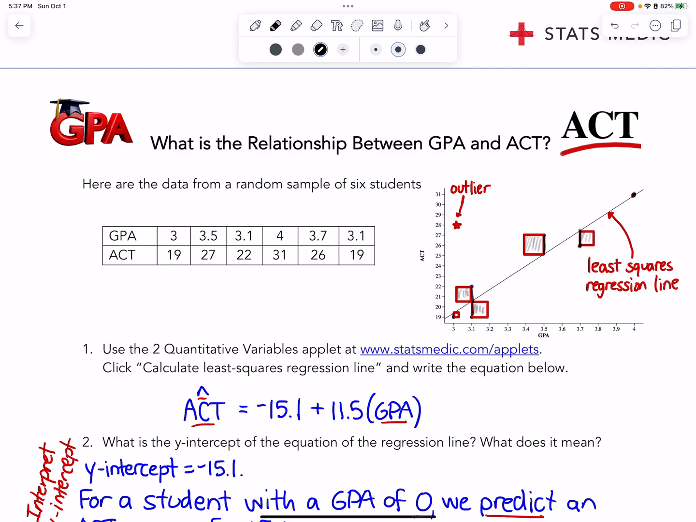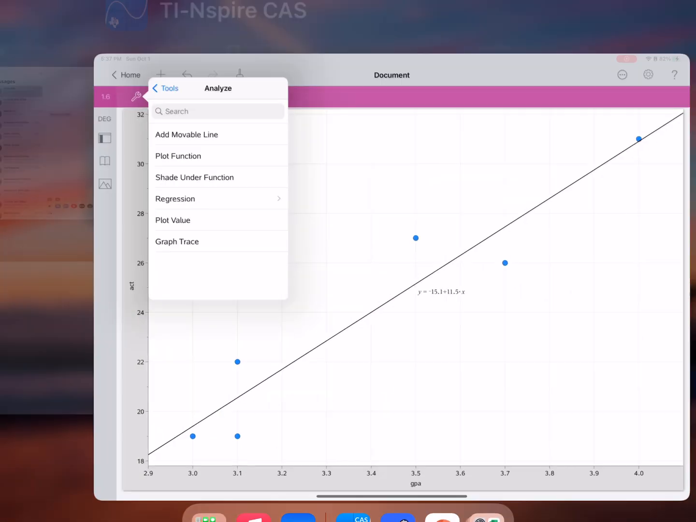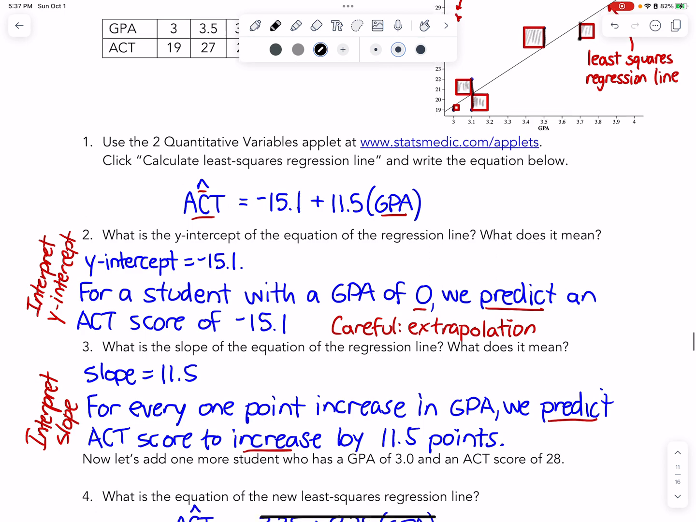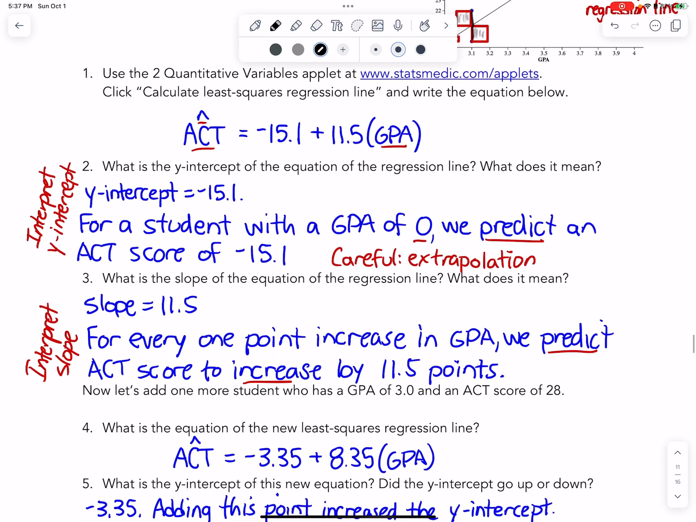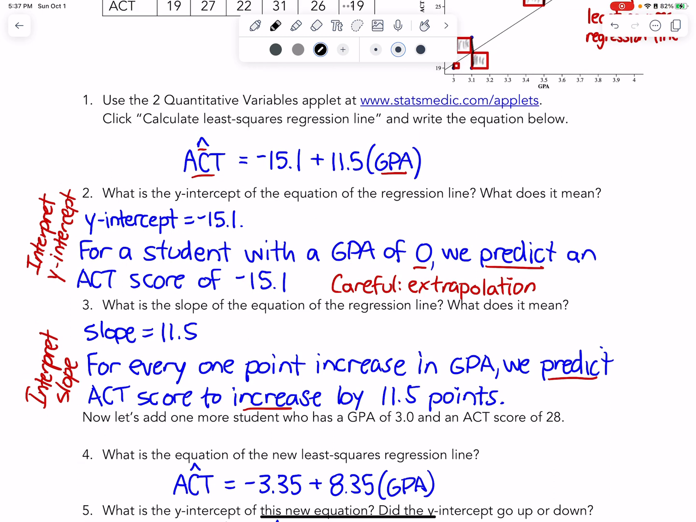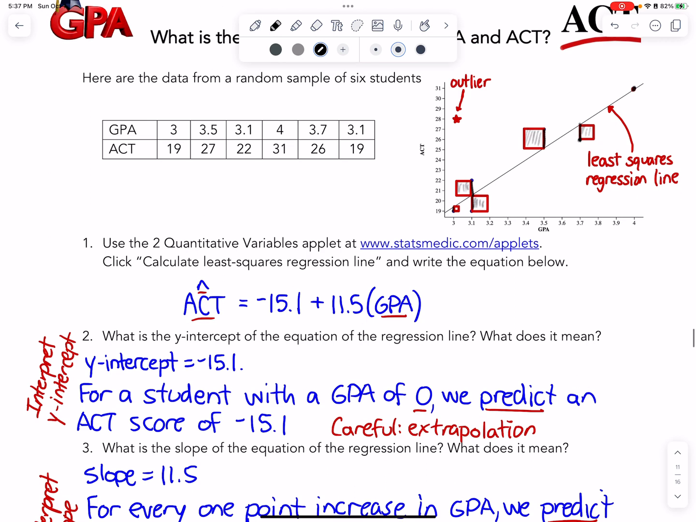So for this one, we're going to calculate the least squares regression line, which we did, and I just had it calculate it for me. Well, the y-intercept is negative 15.1, and it means for a student with a GPA of 0, we predict an ACT score of negative 15.1. Of course, we're going to be careful of extrapolation because, look, my GPA is 0, or is 3, and my y-intercept is 0, and that's outside of my data. And because it's outside of my data, if it's anything lower than 3 or higher than 4, my prediction might not be correct. So you have to make sure that you state that.